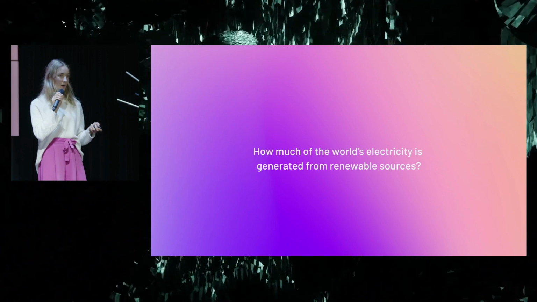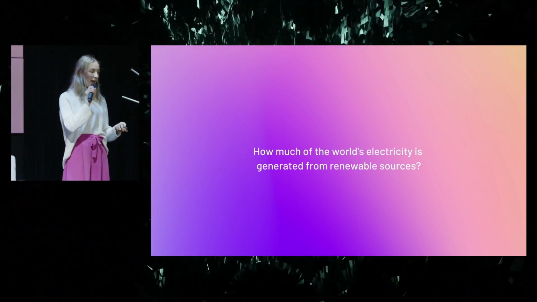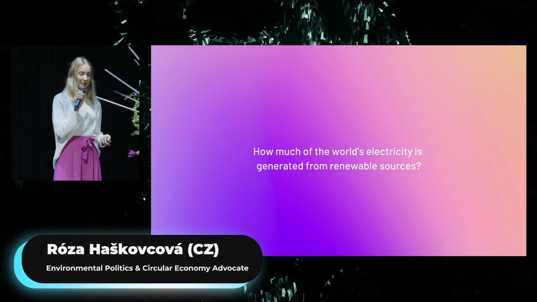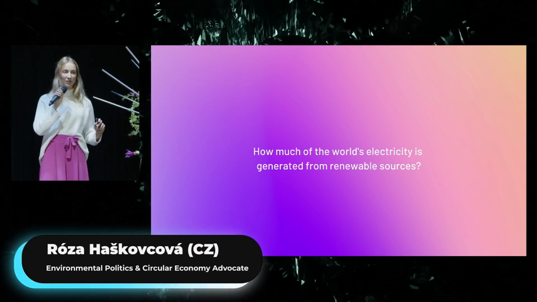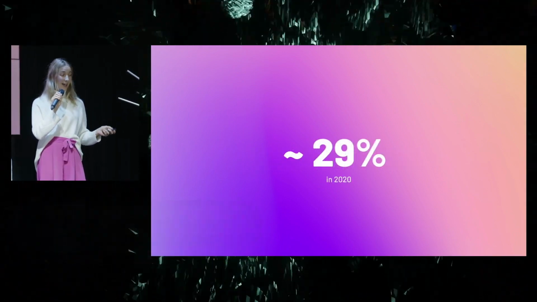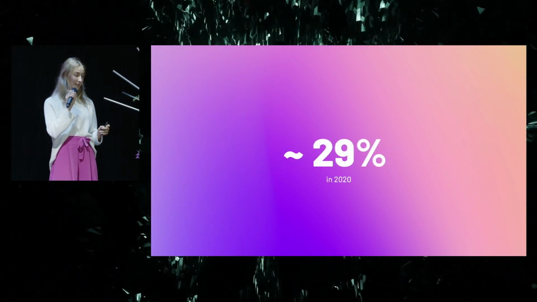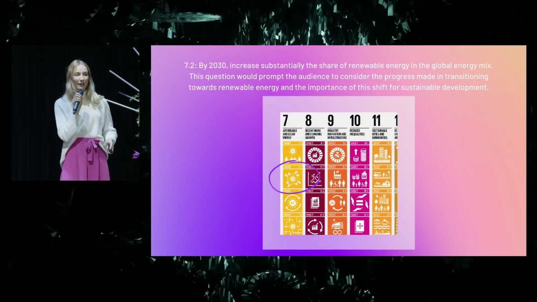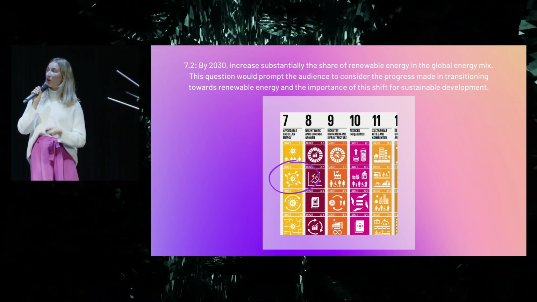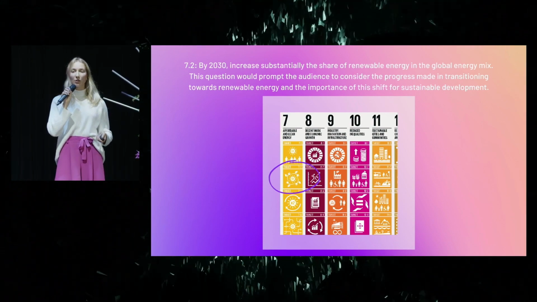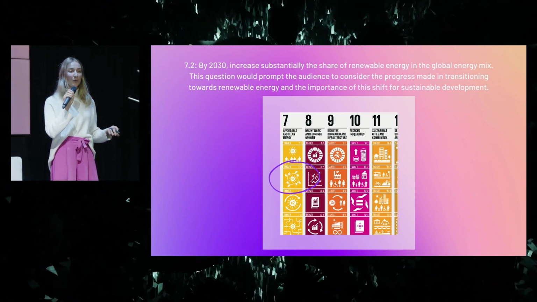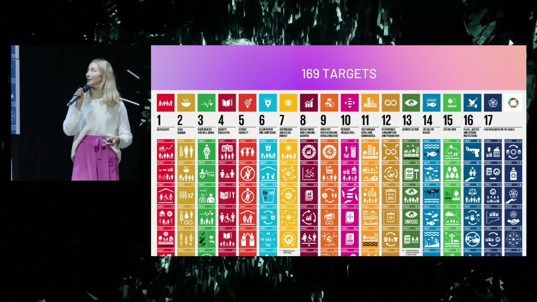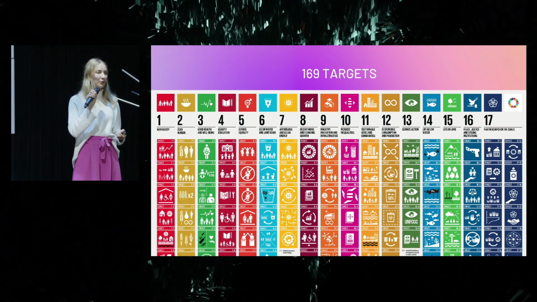Another example, I will also give you a moment to think about this. How much of the world's electricity do you think is generated from renewable resources? So I'll again give you a moment. And the answer is approximately 29% in the year 2020. And this is also linked to another target as part of a sustainable development goal, 7.2, which is to increase the share of renewable energies in the global energy mix. So again, these are all of the targets that together should bring us to a future full of peace and prosperity.